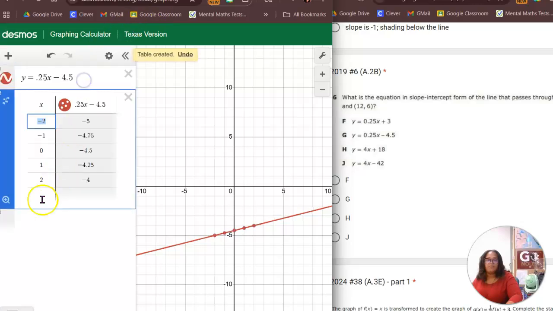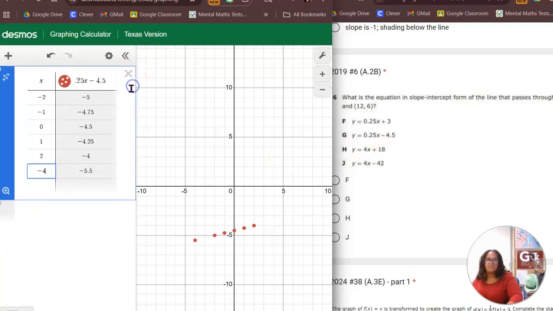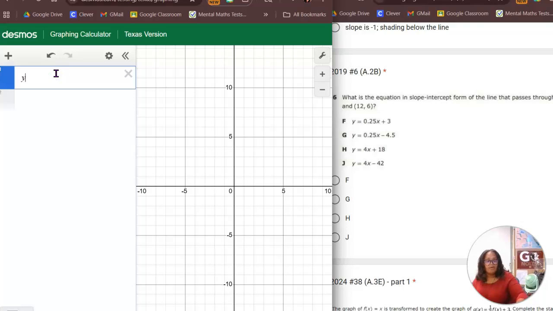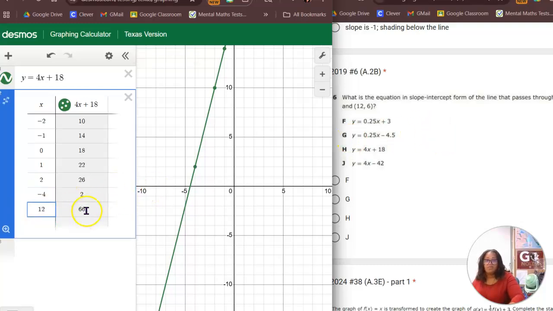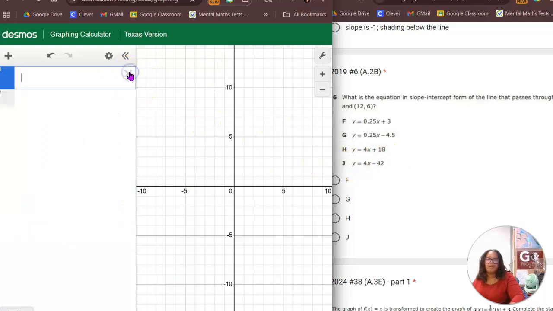Make the table. -4. Oh, nope, that one doesn't work. 4x plus 18, change it all. Y equals 4x plus 18. Look at your points. -4 and 2 and 12 and 66. That's absolutely not it. So it has to be y equals 4x minus 42.